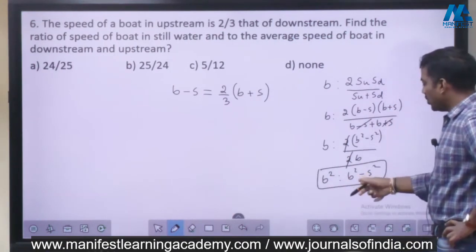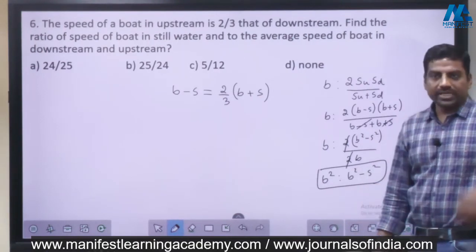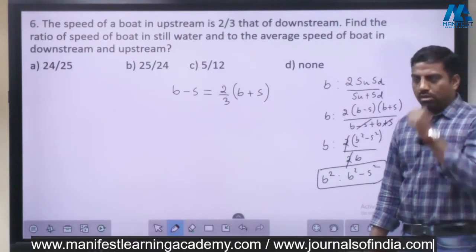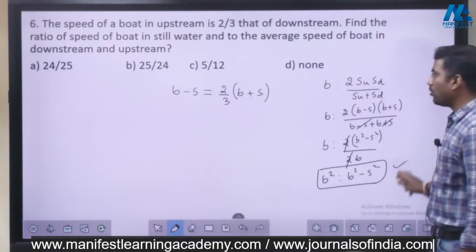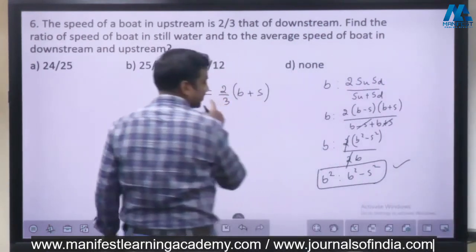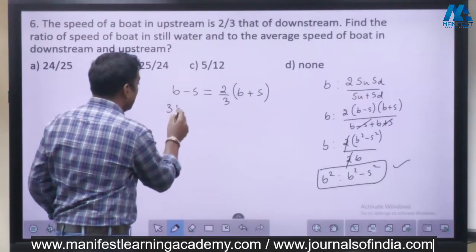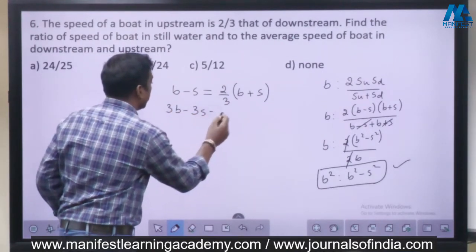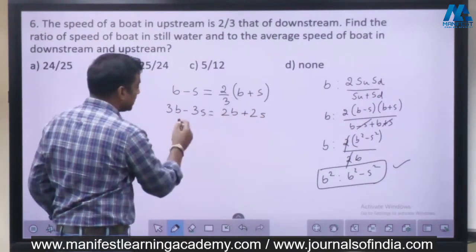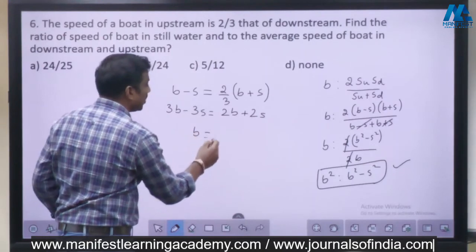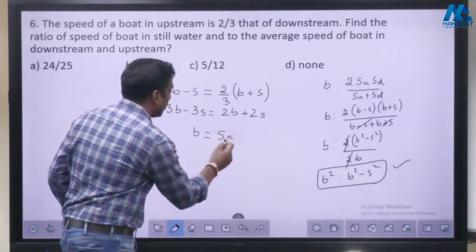See, all this effort is to come down to this one. When you know B and S, you can easily calculate this one. Yes or no? So finally, we want to calculate this from this. So how do you calculate? Bring 3 this side. 3B minus 3S is equal to 2B plus 2S. So 3B minus 2B is B, and 2S minus 3S... so B is equal to 5S.